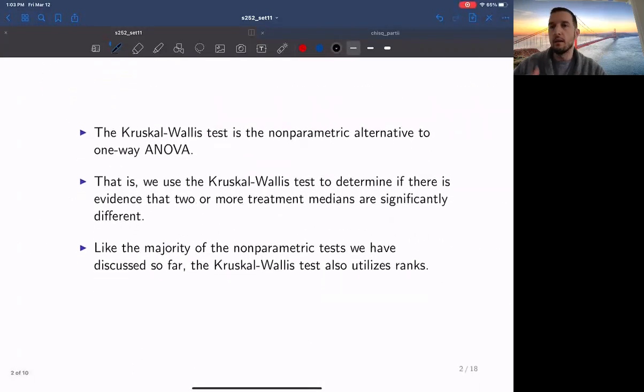Okay, so again, just like with the Wilcoxon rank sum test, which would probably be the most logical comparison, we are using this to determine if there's evidence of a difference between 2 or more independent groups, but we do not require the normality assumption. And just like with the Wilcoxon rank sum test and with the signed rank test, we're going to be utilizing ranks of the observations to determine where the differences lie.